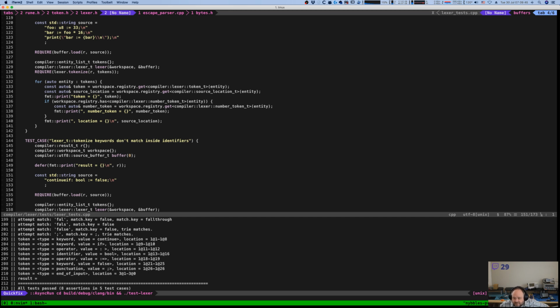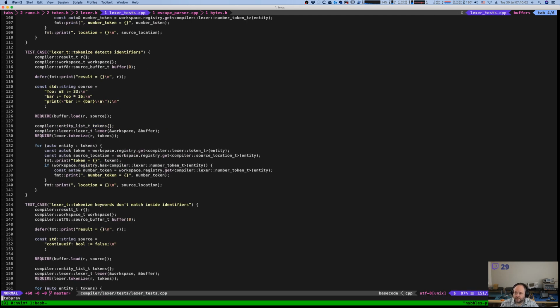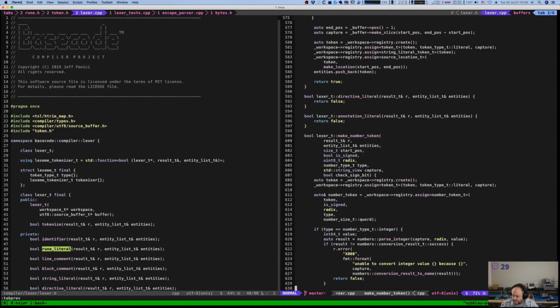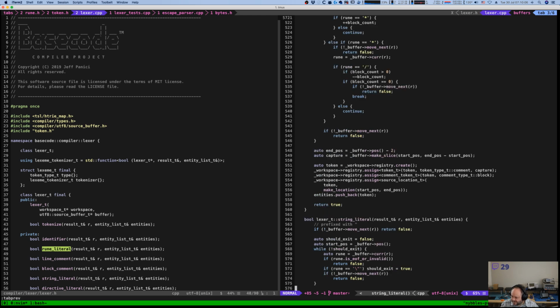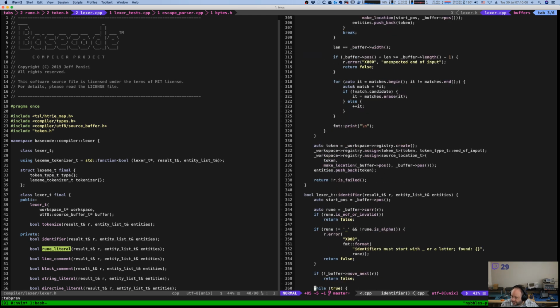It is seeing it as a continue, or as a keyword. Right, because for keywords, I forgot one thing. I had made a note about this early on, and I forgot about it.